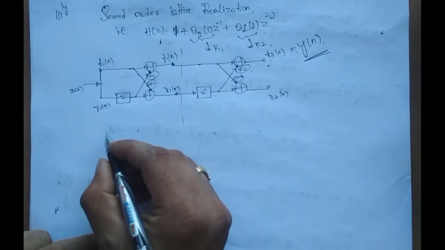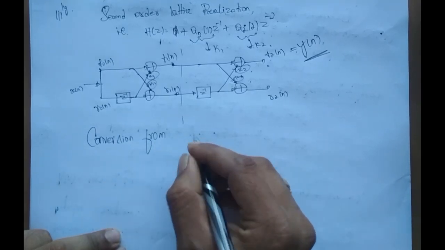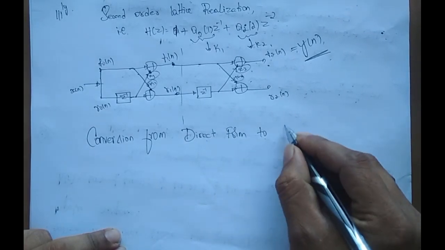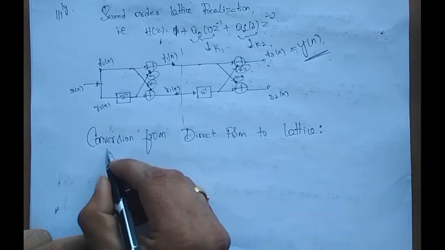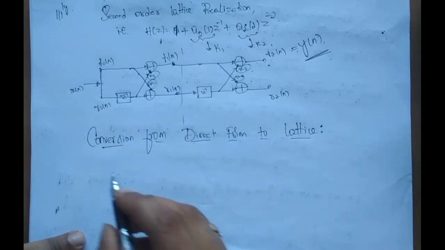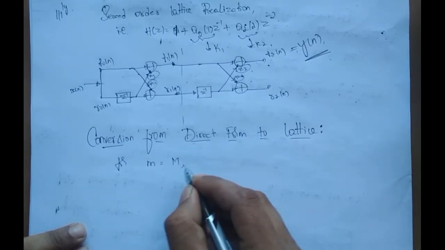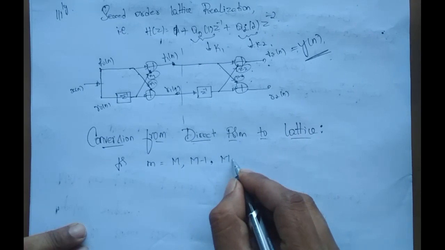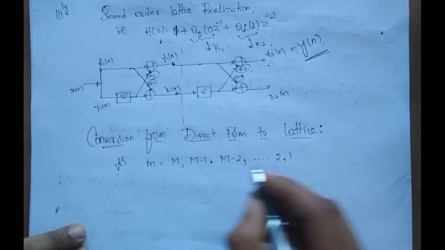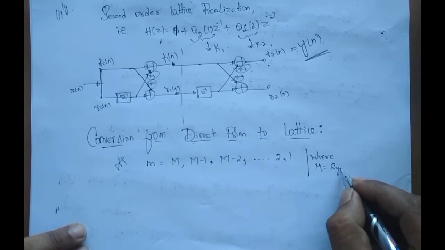So now we shall discuss conversion from direct form to lattice. Given a system or filter in direct form, how do I convert it to lattice? The formula is given for m equal to M, M-1, M-2, ..., 2, 1, where M is the system order.